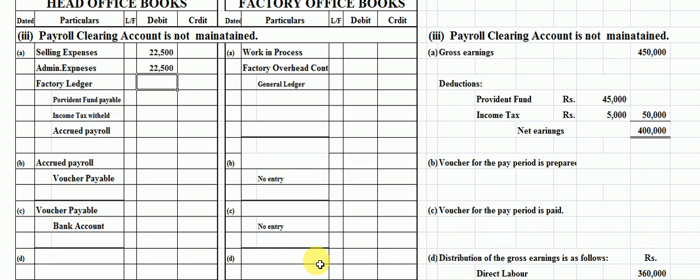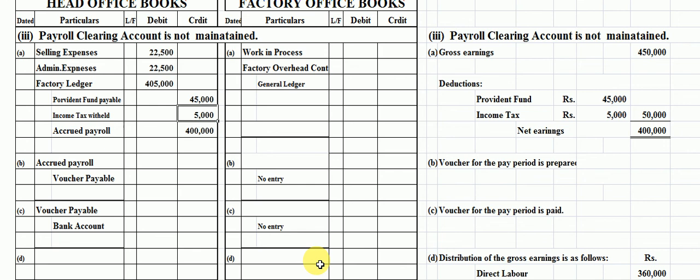Factory ledger is 4,05,000 rupees here. Students, provident fund payable is the amount of 45,000 rupees. Income tax to be held is 5,000 rupees, and the accrued payroll is 4 lakh rupees here. Students, these entries are passed in the book of head office at the start of payroll.